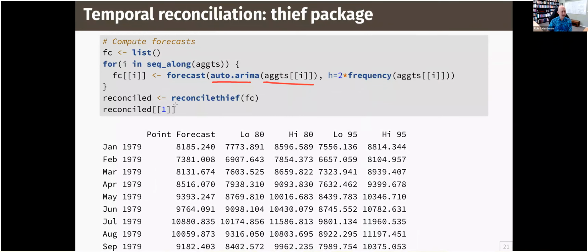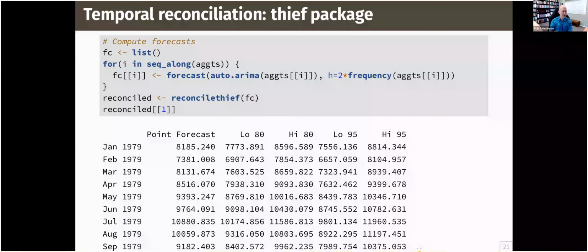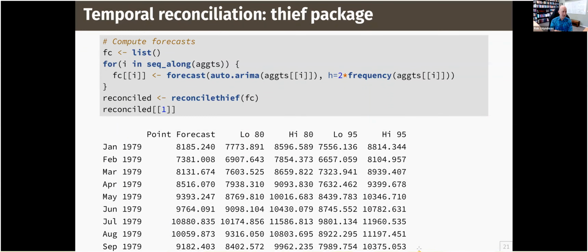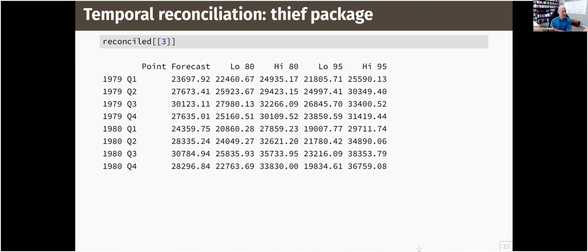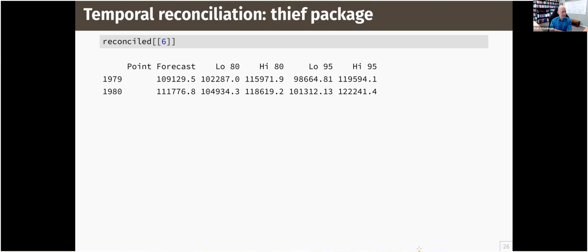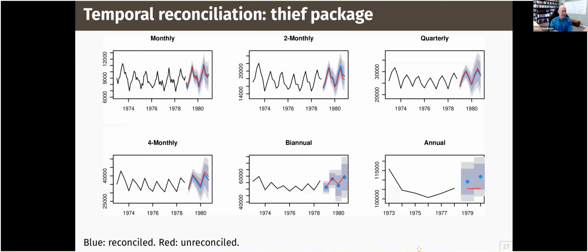And then it's applying this reconcile thief function to reconcile all of those forecasts, and it's giving me back only the monthly forecasts. So this set here is exactly the same as what you got back when you asked for reconciled forecasts using the thief function directly. What does that look like? Oh, there's the other one. So there's different levels of aggregation. You get all the different types of forecasts. What does that look like?